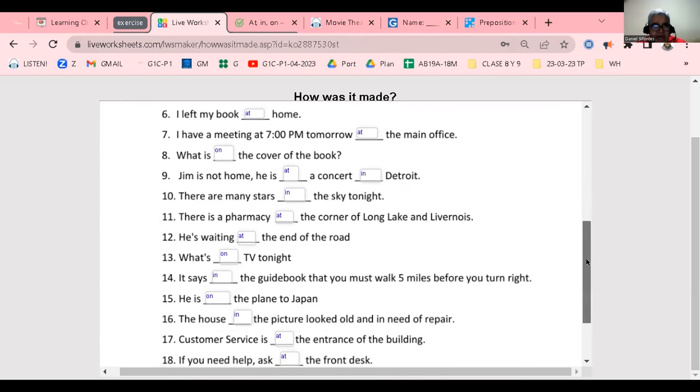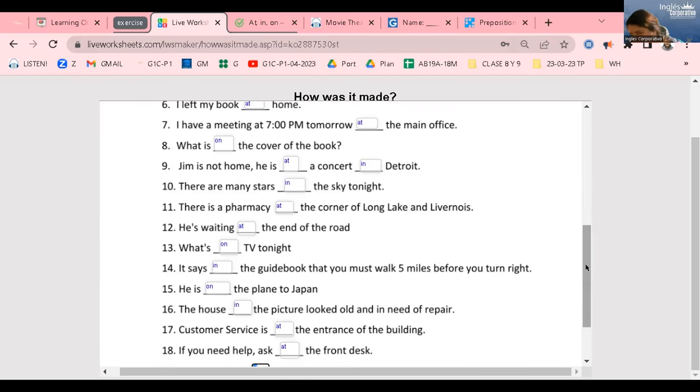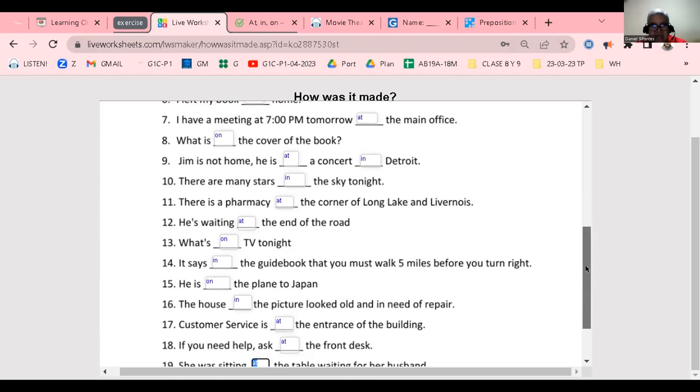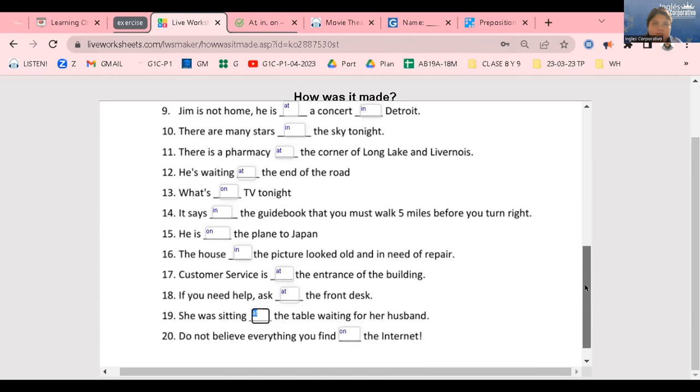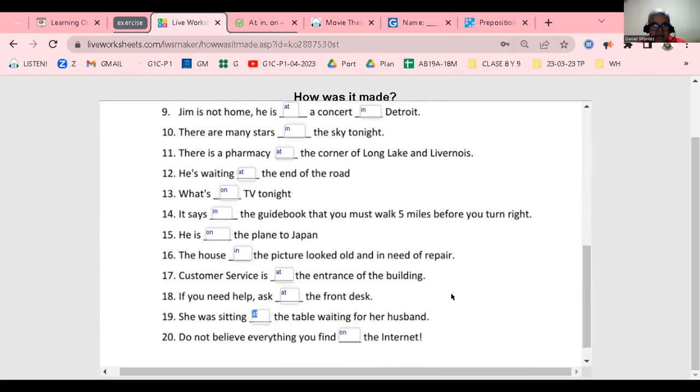I left my book at home. Okay. I have a meeting at 7 p.m. tomorrow at the main office. What is on the cover of the book? Okay. Jean is not home. He is at a concert in Detroit. There are many stars in the sky tonight.